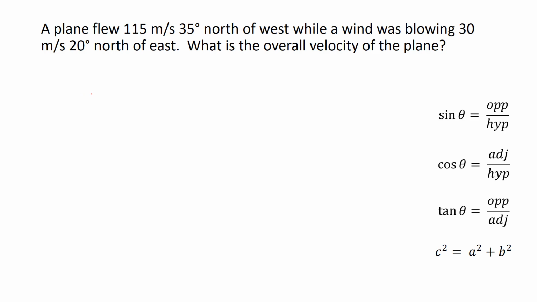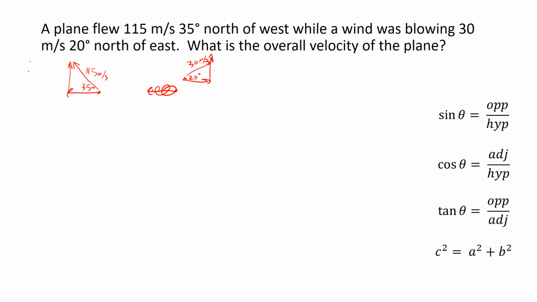Let's go ahead and draw that first triangle. North of west would be, first of all, go west, and then go north from west, and then throw the angle in there. 35 degrees, 115 meters per second. So this is our first vector, and our second vector was the wind blowing 30 meters per second at an angle of 20 degrees north of east, so go east first, and then go north from east, draw the resultant line, draw the 20 degrees in there, and put the 30 meters per second right here.